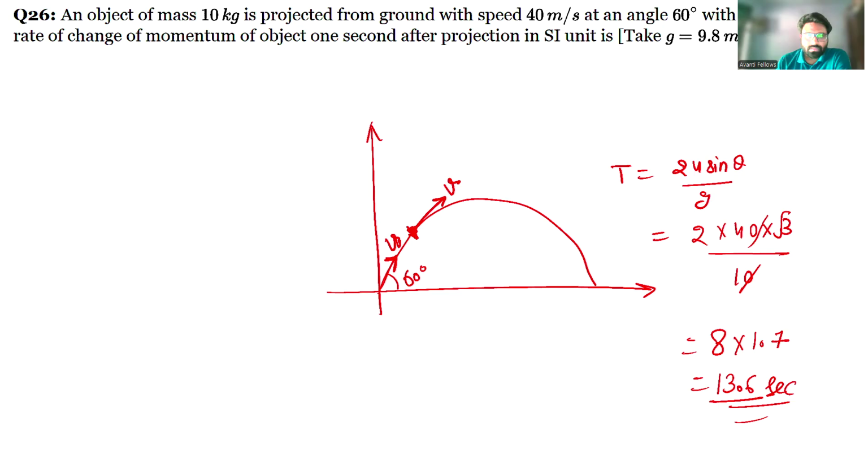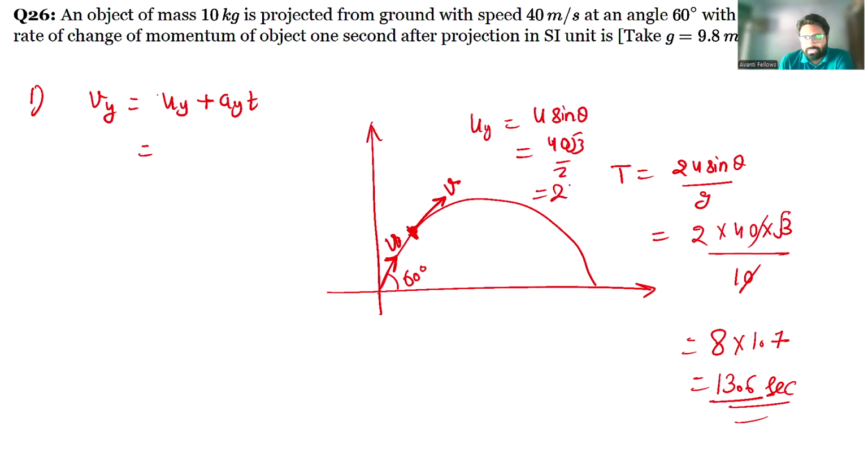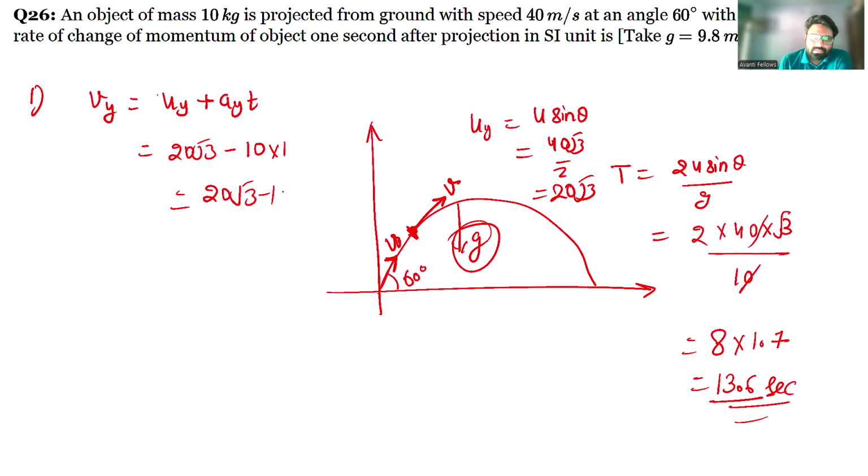Okay. Now, one method is you can find out the velocity after 1 second. Vy is equal to uy plus ay into t, where uy is nothing but u sine theta, which is 40 root 3 by 2 or 20 root 3. So you can say 20 root 3 minus 10, ay being the acceleration acting in the downward direction, g, into time, which is 1 second.